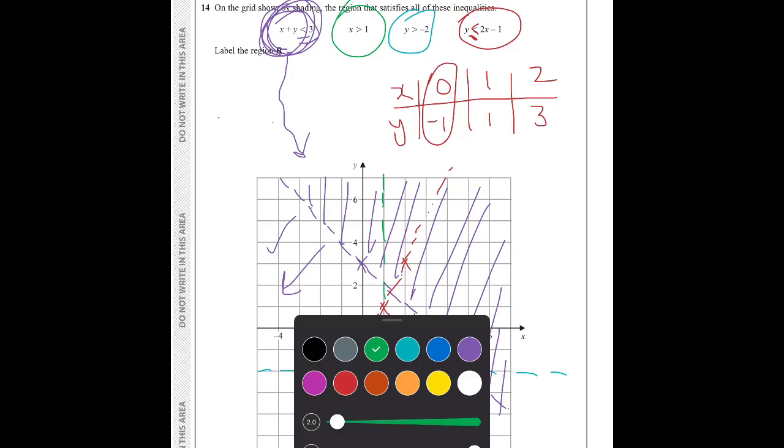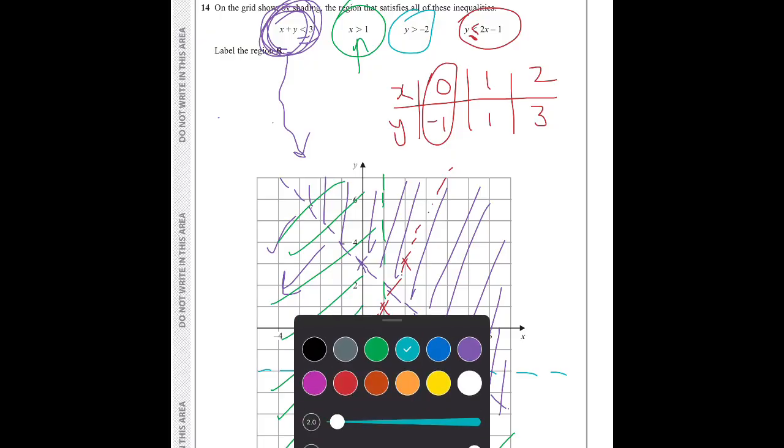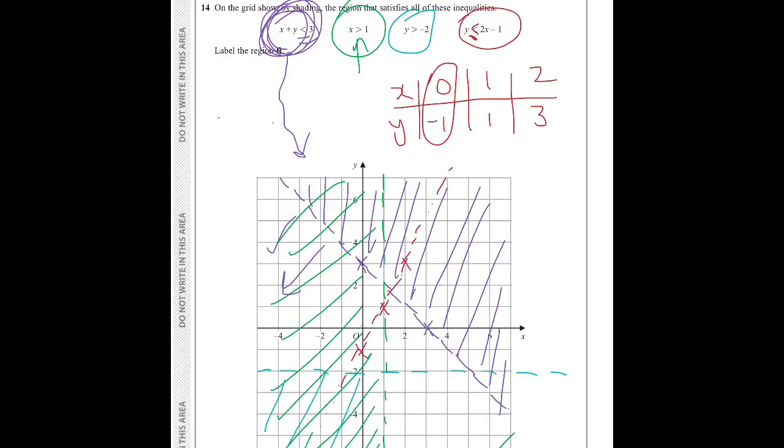Let's go to the next one. This one here, x greater than 1. So basically things to the right of this green line is what I want. The blue one now, y is greater than -2. Basically anything above this line here on the bottom is good.